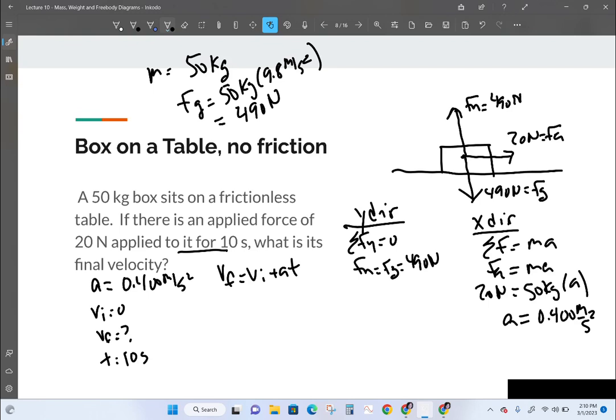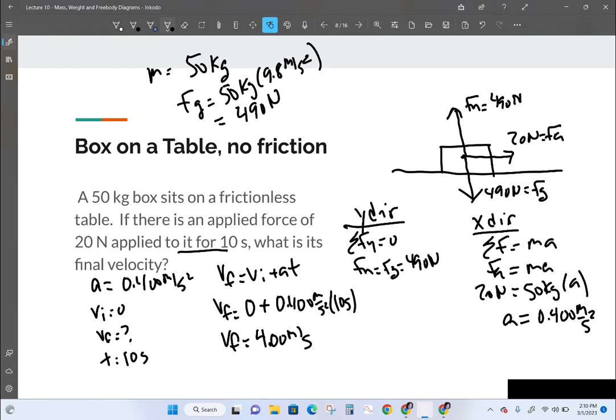And if I do my math and solve for Vf, it's already there. So Vf is just going to be equal to 0 plus 0.400 meters per second squared times 10 seconds. And Vf is going to be equal to 4.00 meters per second.